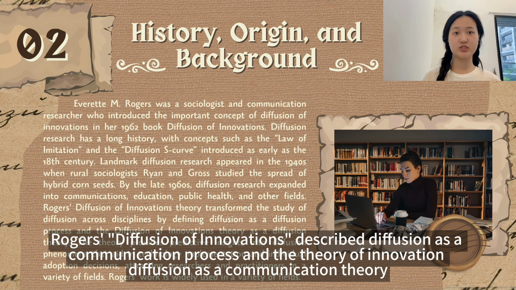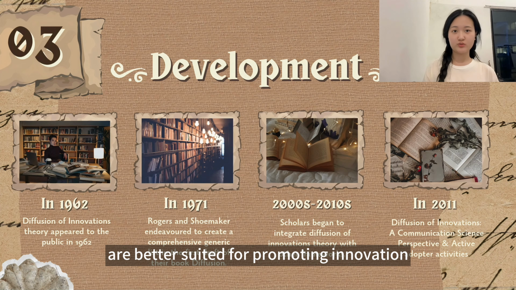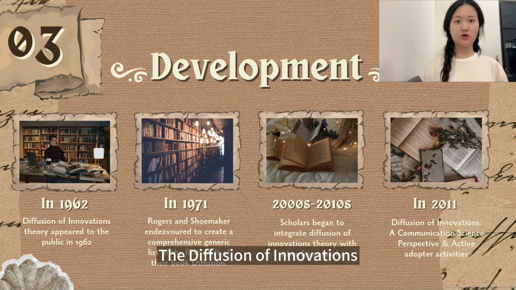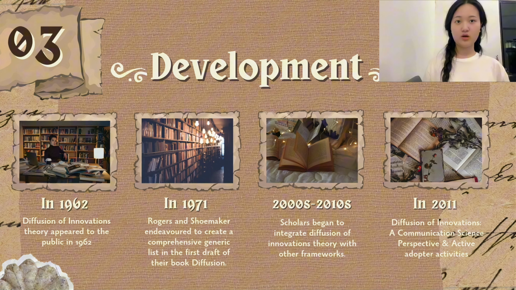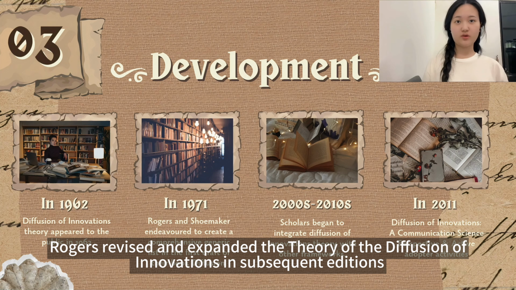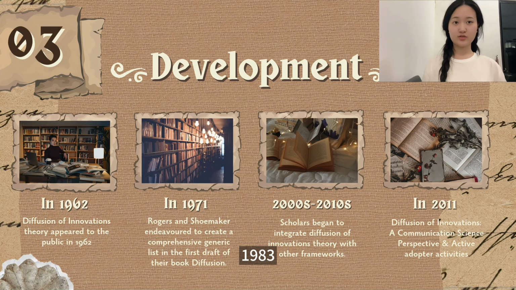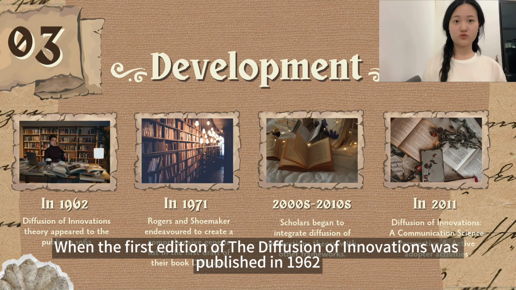Regarding the development of this theory, the diffusion of innovation theory suggests that early adopters of innovations, often educated, social, affluent, and empathetic, are better suited for promoting innovation. After publishing his seminal work, Diffusion of Innovations, in 1962, Rogers revised and expanded the theory in subsequent editions, with new editions published in 1971, 1983, 1995, and 2003.